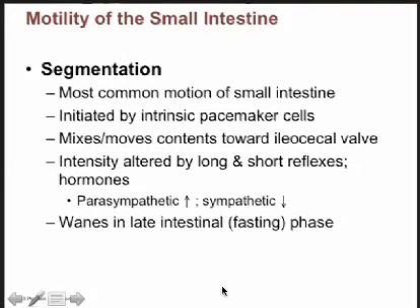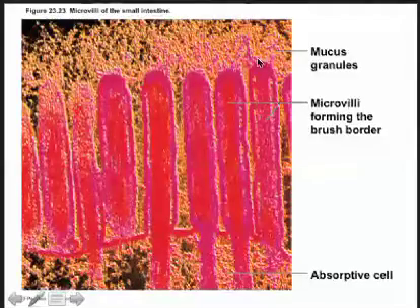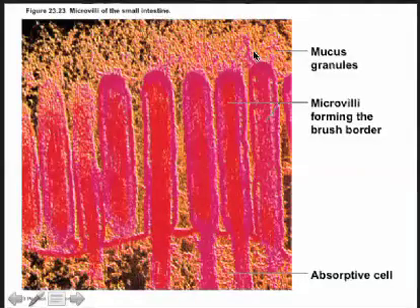This wanes in the late intestinal phase, and what we're looking at here is actually a peek at the microvilli that form the brush border of the small intestine and the absorptive cells underneath. These are basically mucus granules. These are mucus secretions, which helps again to lubricate the food and protect the lining of the GI.